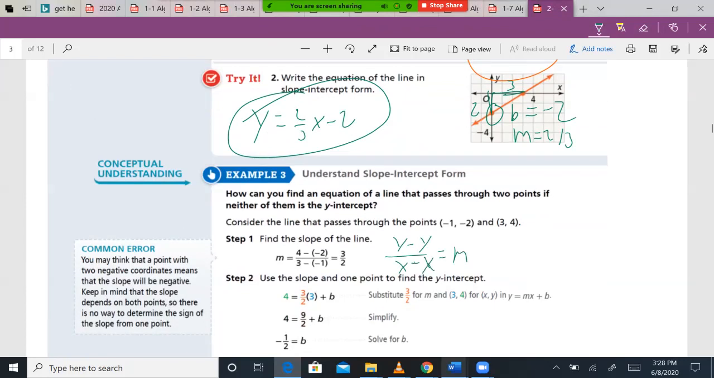And notice this, okay? I don't care about the order, as long as you go right to left, or left to right. They chose right to left. So 4 minus -2 over 3 minus -1. Those are the y's and x's. We found our slope. We can then use the y equals mx plus b equation to find out what b is. And we find out that b is equal to -1 over 2.